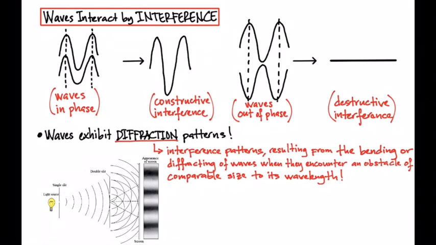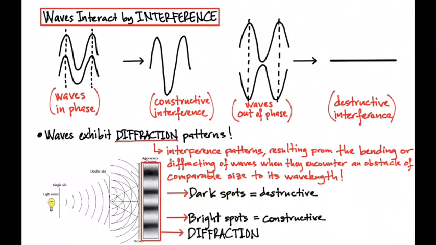Because these waves are interacting with each other, they will cause interference patterns. So you have dark spots and bright spots, which are the results of interference. If you have dark spots, that means you have destructive interference. And if you have bright spots, those are the results of constructive interference. And this is what they call diffraction. This is the diffraction pattern.